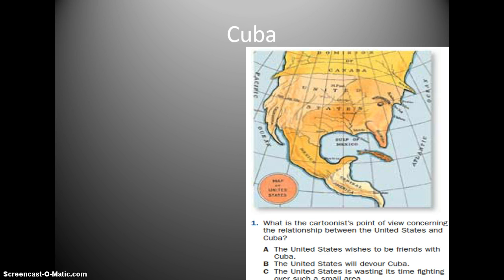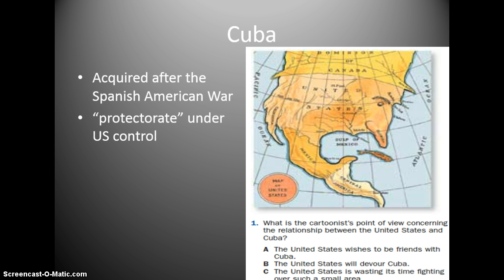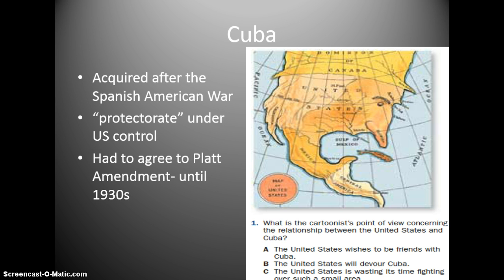Cuba, if you recall, was fighting for independence from Spain. And so the United States steps in, we win the Spanish-American War, and we did grant Cuba a little bit of independence. They became our protectorate, meaning that yes, they technically were a sovereign country. However, if you remember what we talked about just today, they had to agree to the Platt Amendment. The Platt Amendment was an addition to Cuba's constitution, saying that the United States had the right to intervene in any issues that it deemed necessary.